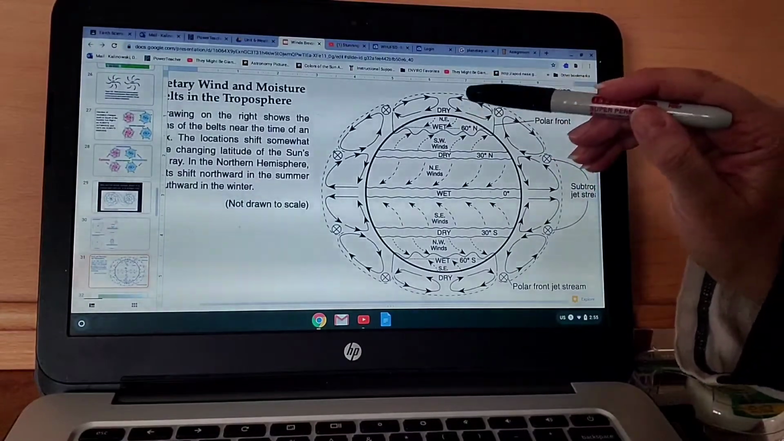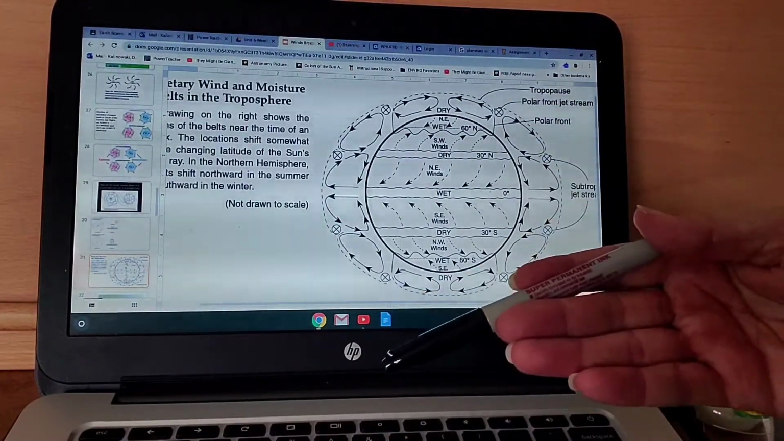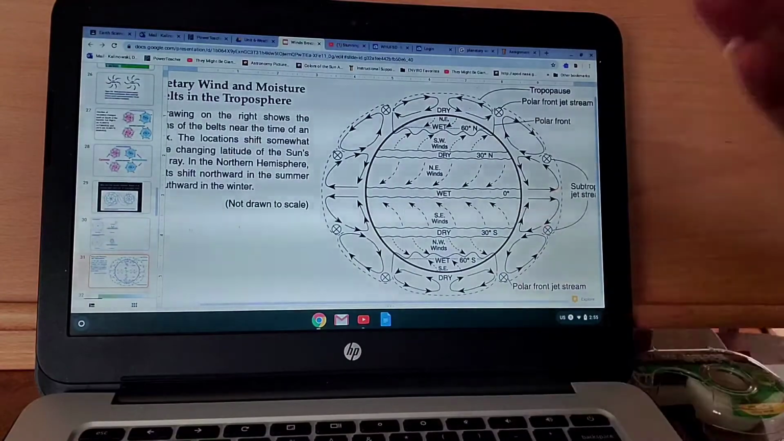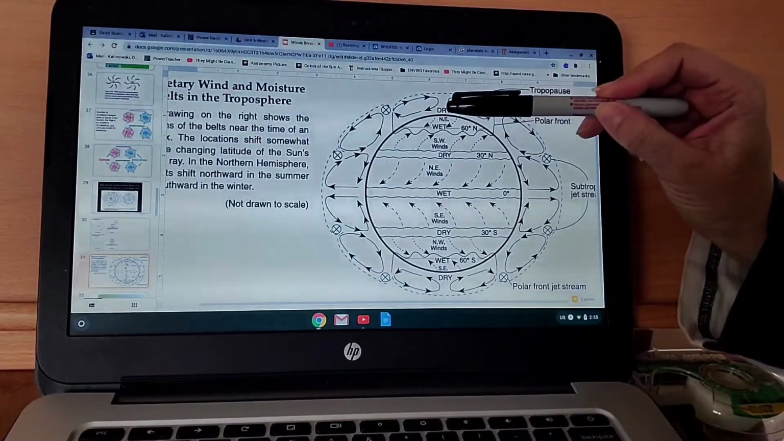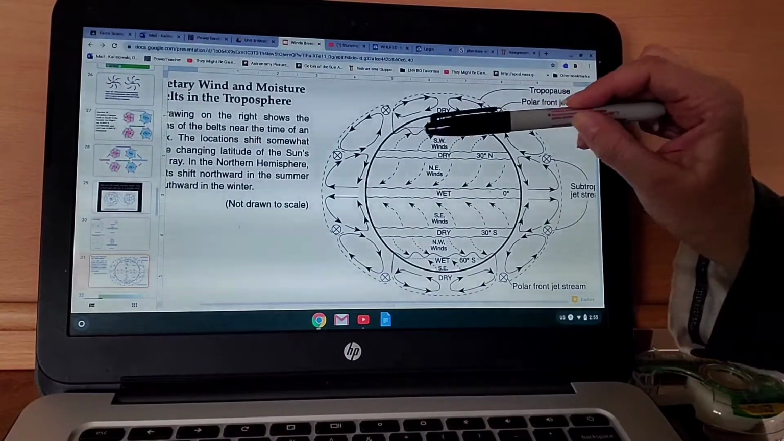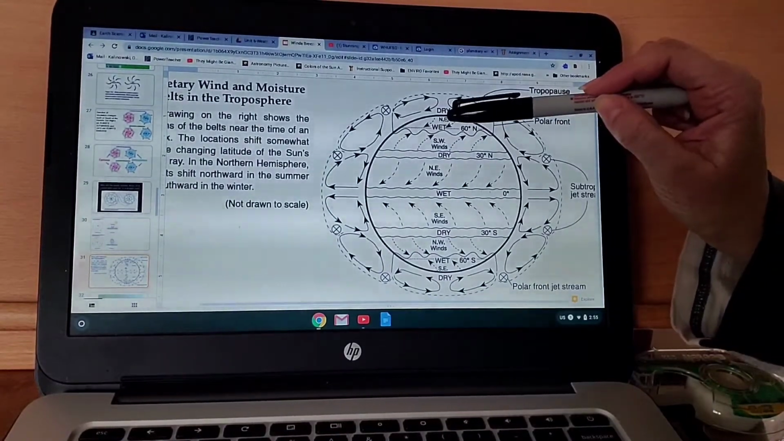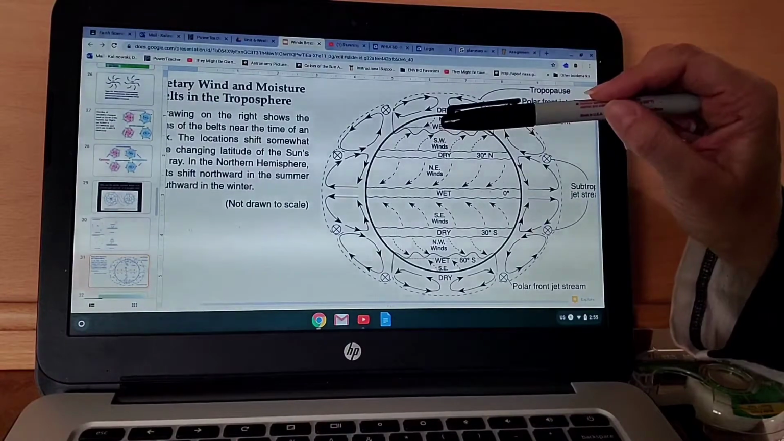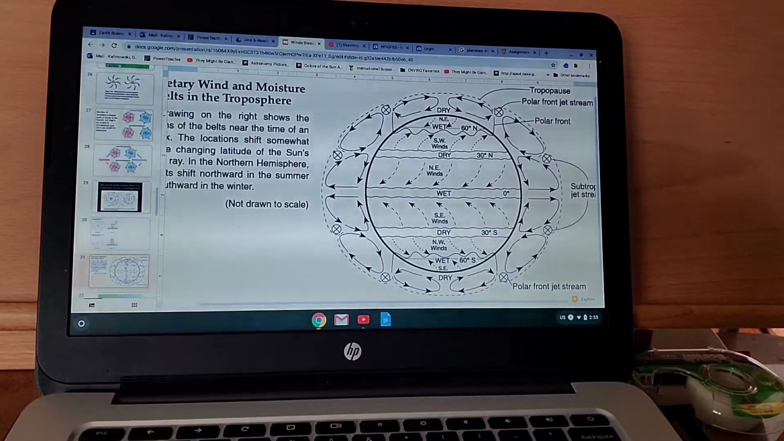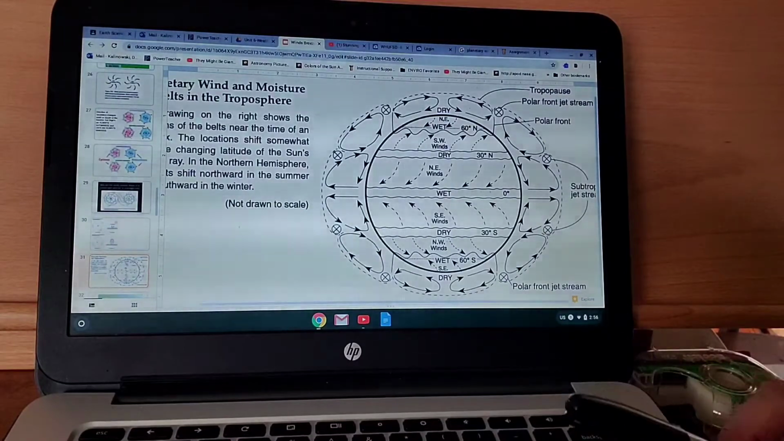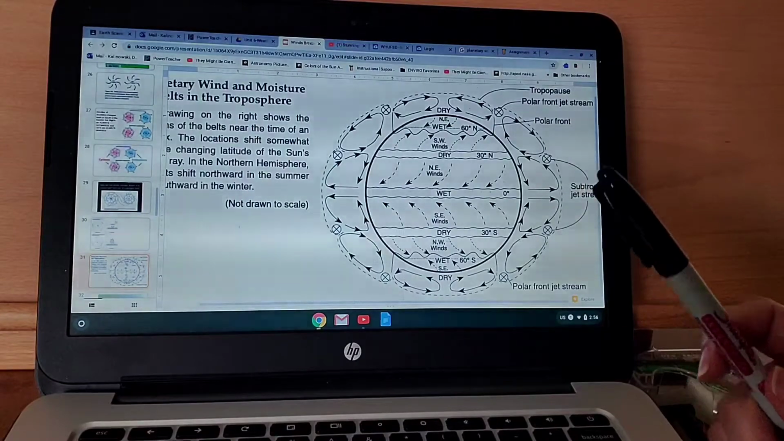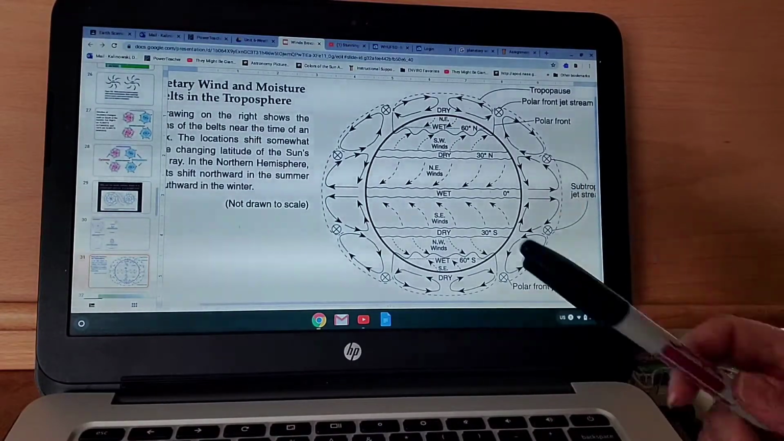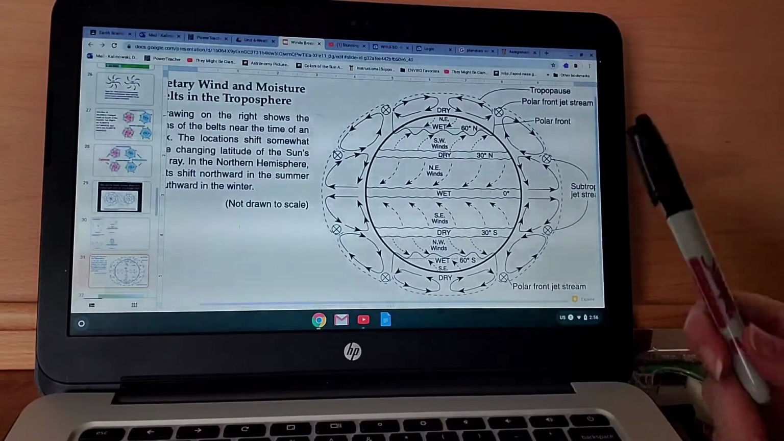If I were to ask you, where are the winds coming from at, I don't know, 75 degrees north latitude? Here's 60 north. There's the pole, 90. 75 would be in between here. So they're coming from the northeast, blowing to the southwest. Let's think about New York. What is New York's latitude? Our part of New York is about 40 degrees, 30, maybe 40 minutes north. Let's call it 41 degrees north.